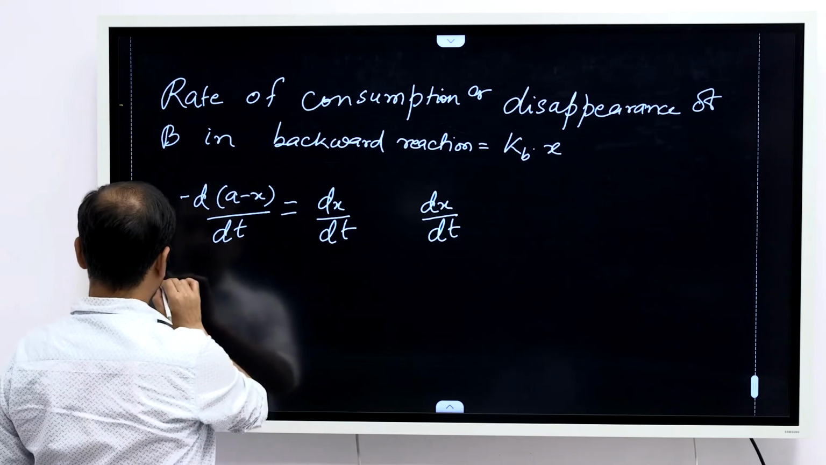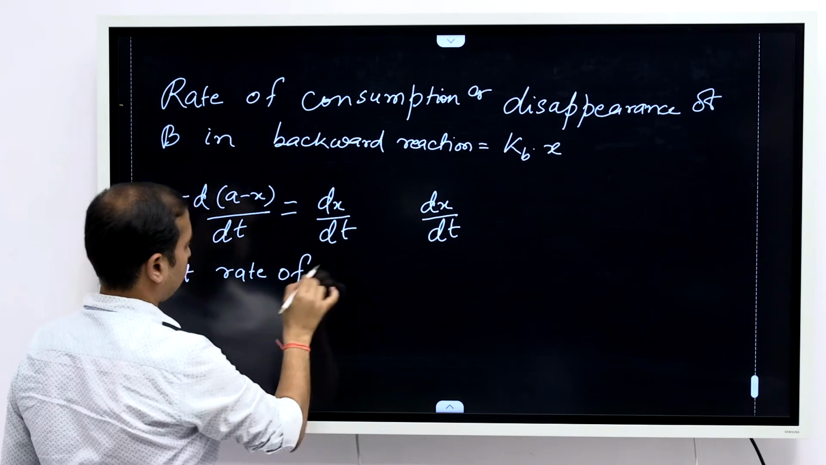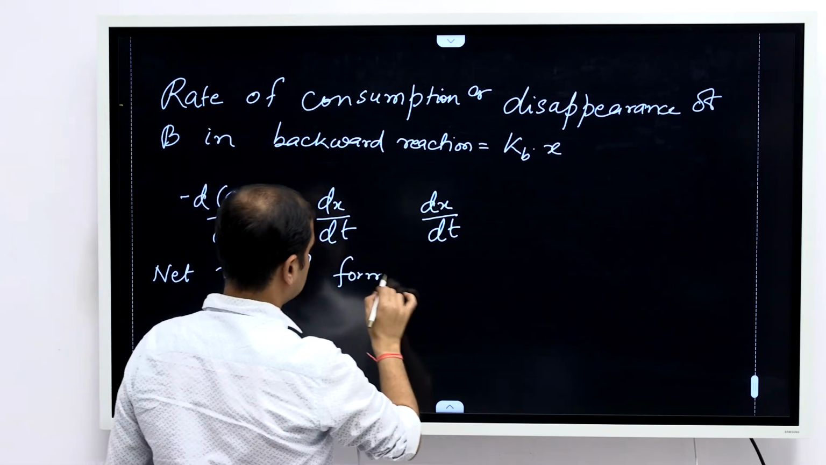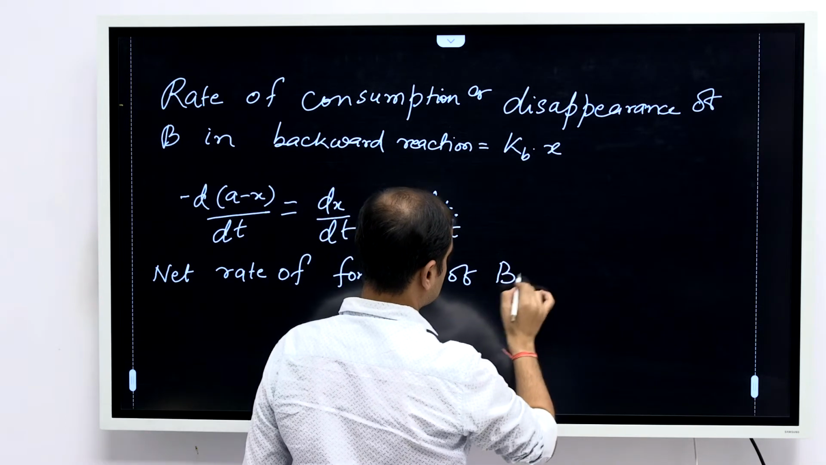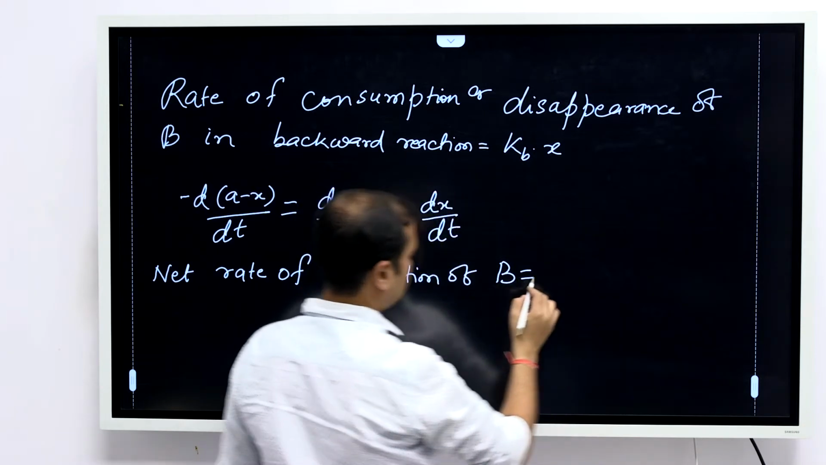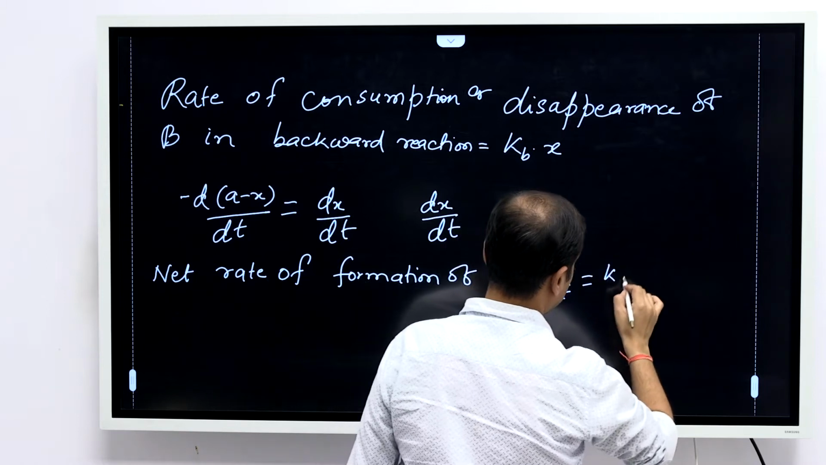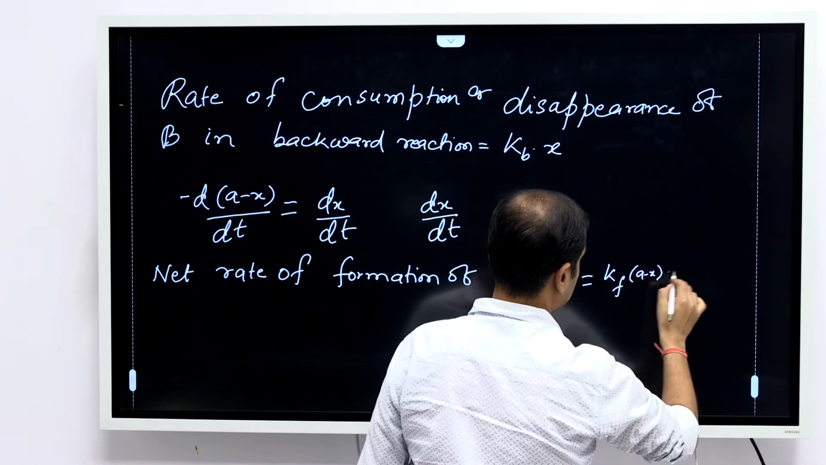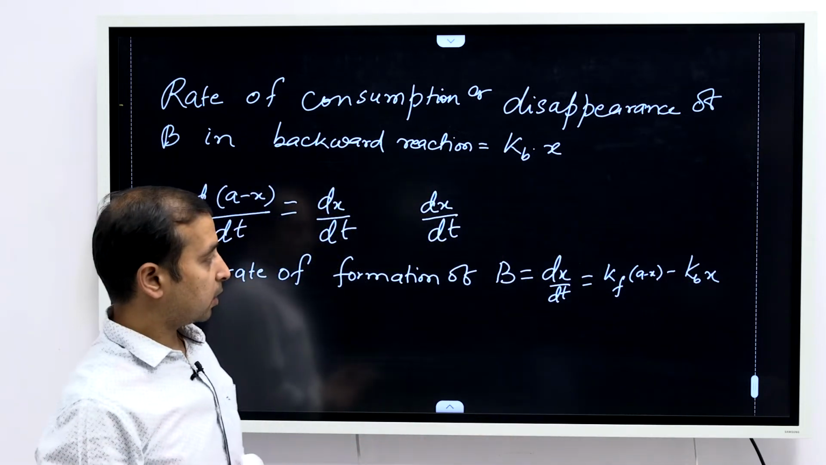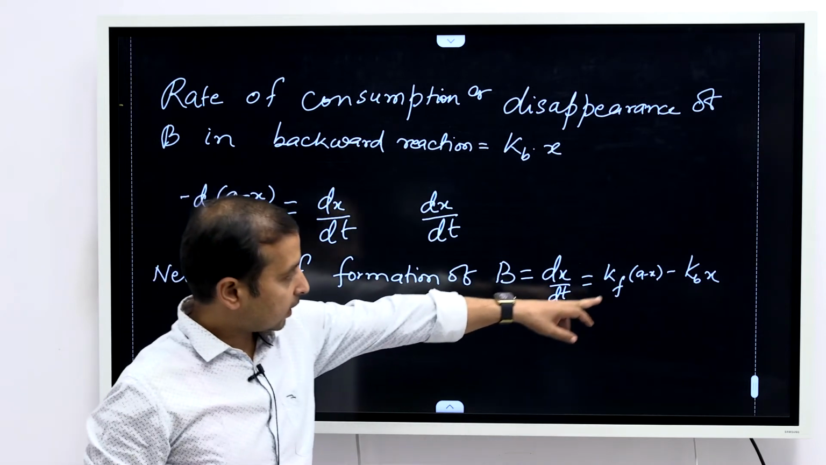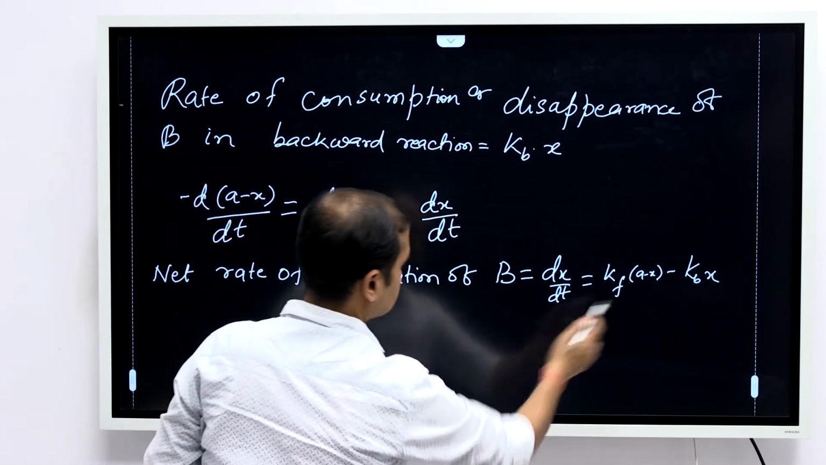So we can write the net rate of formation of B, which is dx by dt, is equal to kf into A minus x minus kb into x. It is because B is being produced in the forward reaction and it is being consumed in the backward reaction. So the net rate is this.